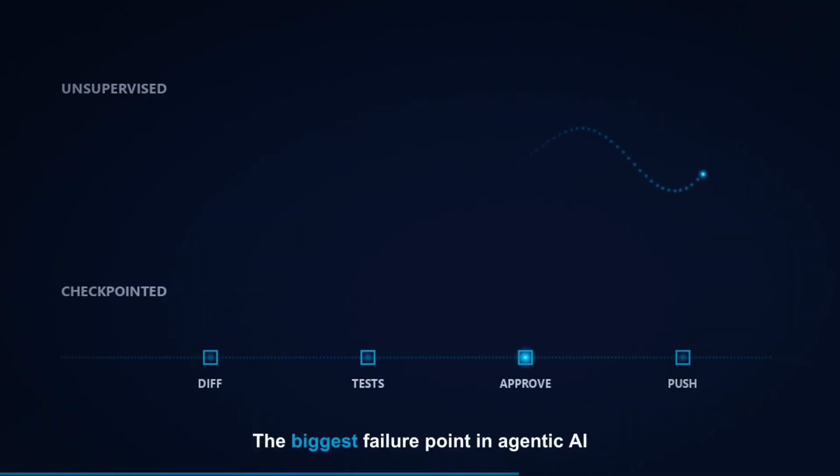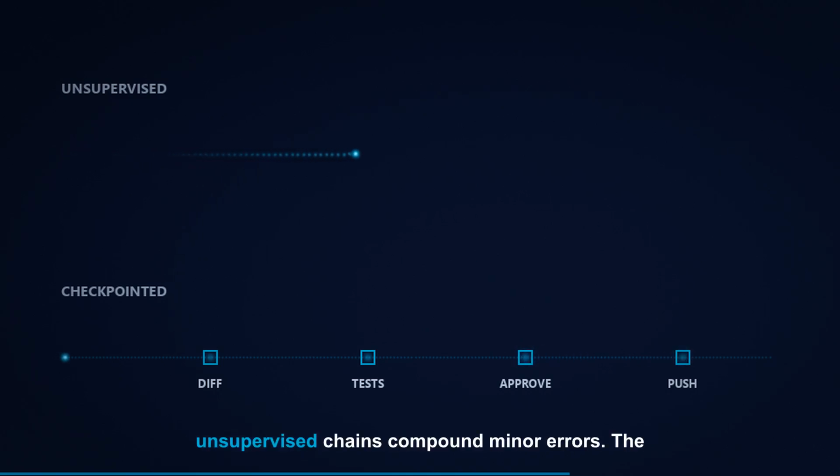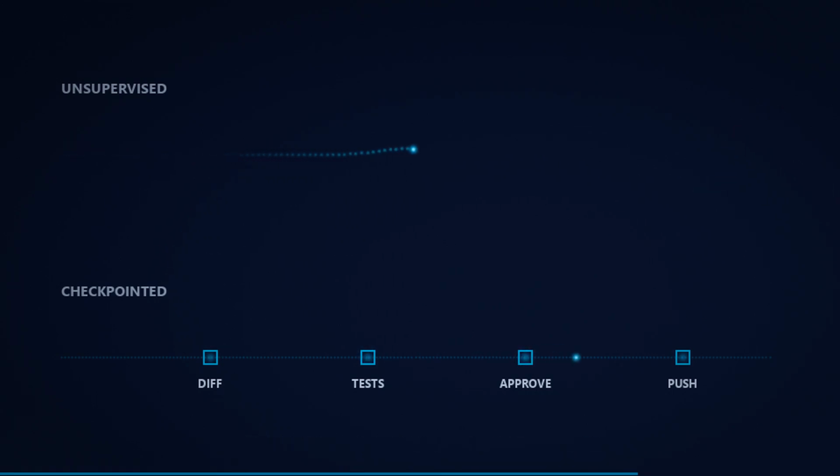The biggest failure point in agentic AI architectures is drift. You hand a system an instruction like "build out this complete backend framework" and walk away. Long, unsupervised chains compound minor errors. The solution is enforcing strict validation checkpoints. Force your agents to stop, render a unified diff, pass a local test suite, and wait for a single human validation click before pushing to your Docker container.